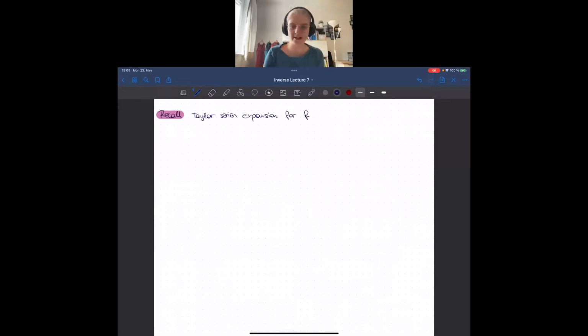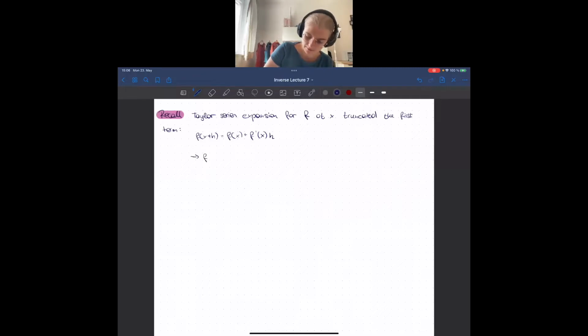And we use it here for modeling a very simple function f at point x. So it's just a 1D function. And if we truncate Taylor after the first term, we get the following. We end up with f of x plus h equals f of x plus first derivative of x times h. We can rewrite this, and so the first derivative of f at x is f of x plus h minus f of x, divided by h.